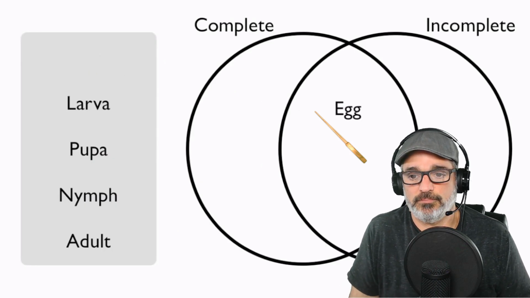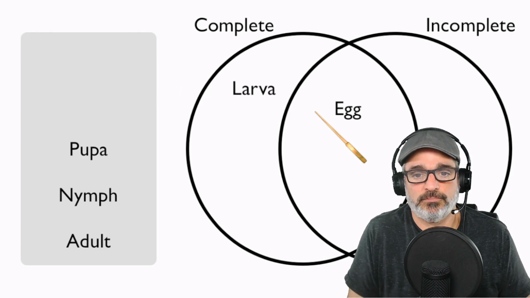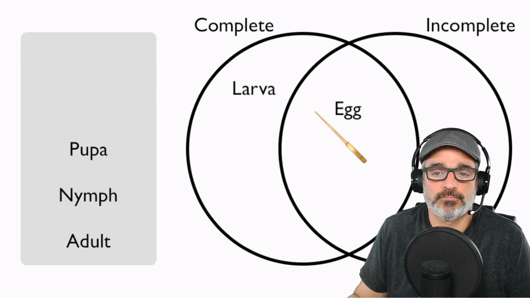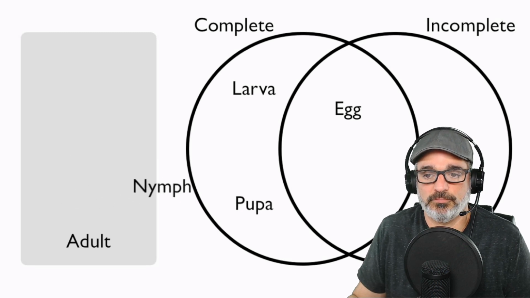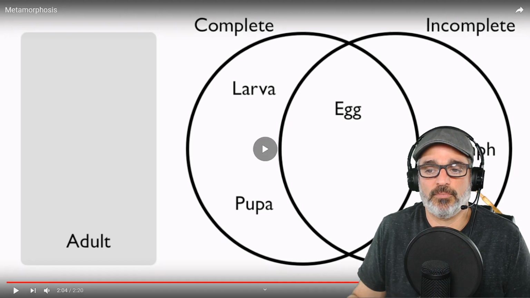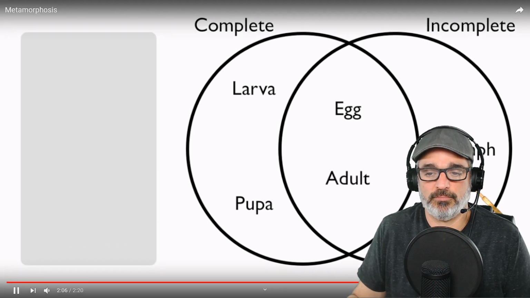All types of metamorphosis start with an egg. However, complete metamorphosis has a larva and a pupa stage. Incomplete metamorphosis has a nymph stage. And both types end with an adult.